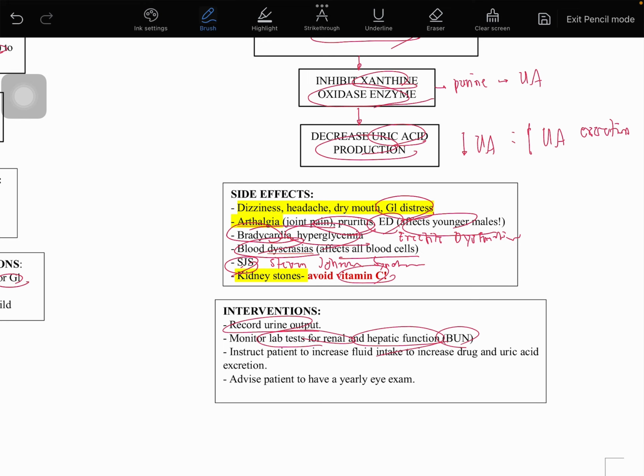And aside from that one, you have to instruct your patient to increase the fluid intake, of course, to increase yung mismo drug and uric acid excretion natin. And lastly, you have to advise your patient to have a yearly examination. Bakit, sir? Usually, class, your allopurinol can cause actually visual disturbances. So, of course, as part of your assessment, after nila mag-take ng allopurinol or after nila makomplete yung mismong course nila, when taking this kind of medication, you have to evaluate kung nagkaroon ba ng visual disturbances yung patient natin.